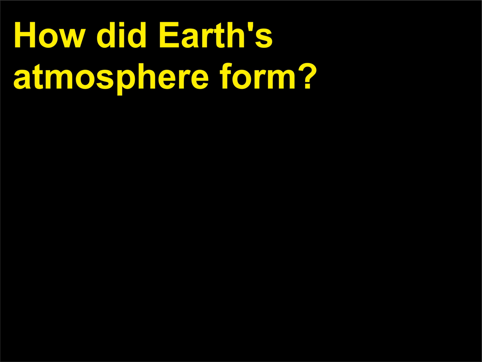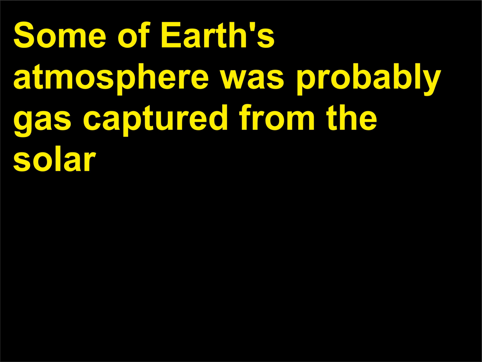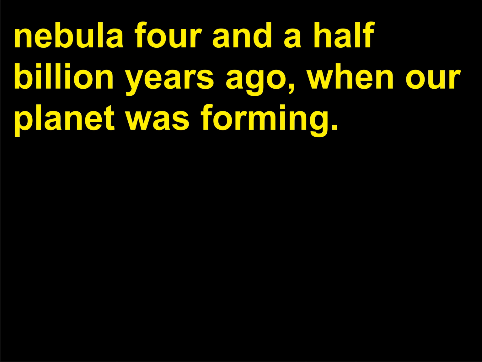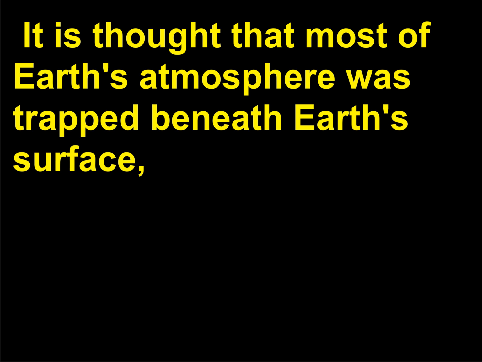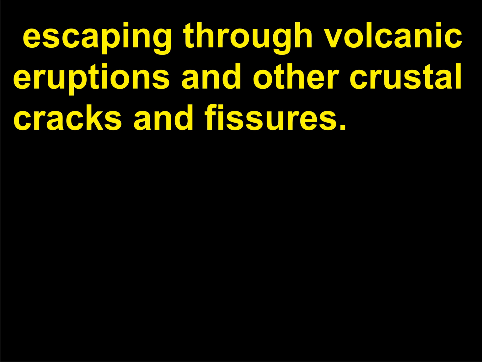How did Earth's atmosphere form? Some of Earth's atmosphere was probably gas captured from the solar nebula 4.5 billion years ago, when our planet was forming. It is thought that most of Earth's atmosphere was trapped beneath Earth's surface, escaping through volcanic eruptions and other crustal cracks and fissures.